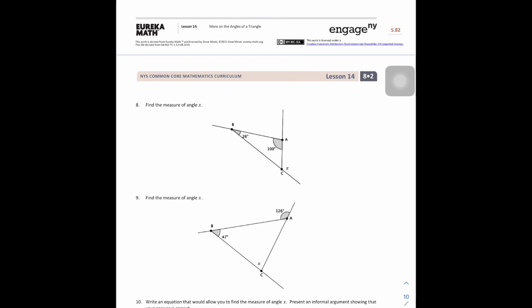Continuing, I am looking for this one, and farthest away are these two, so I know I can add 100 plus 26 is 126. Angle measurement of x is 126 degrees.